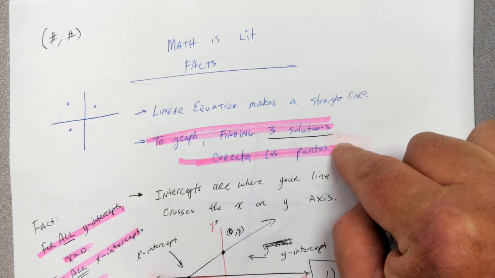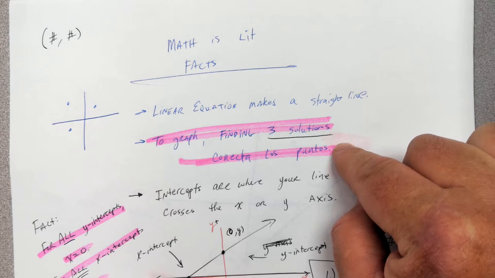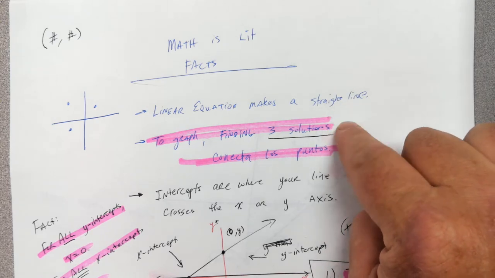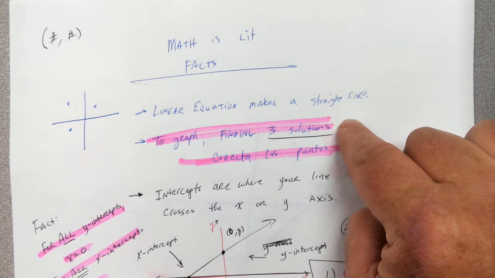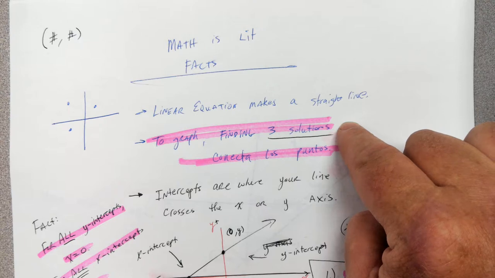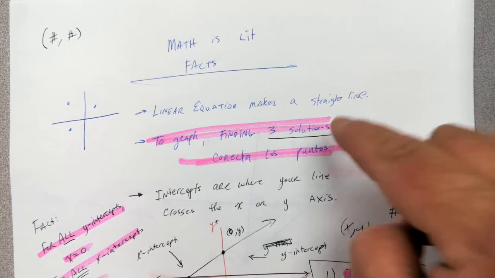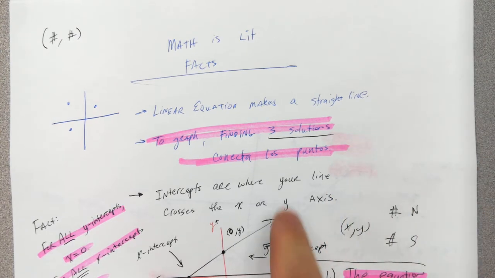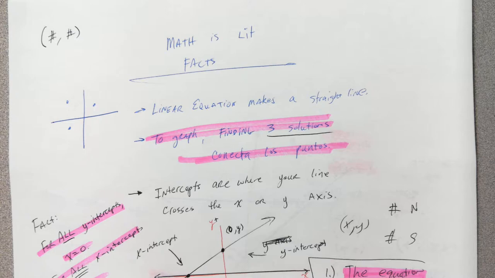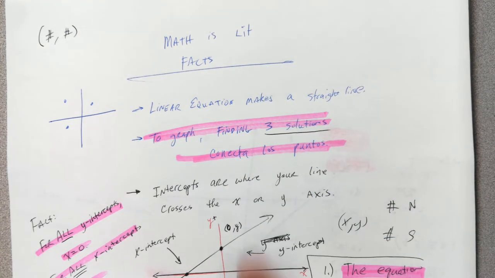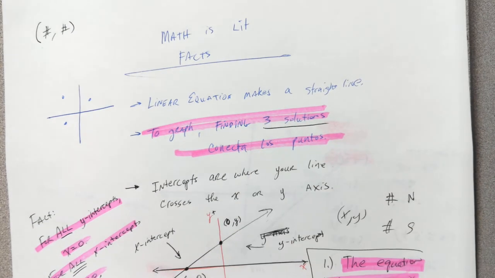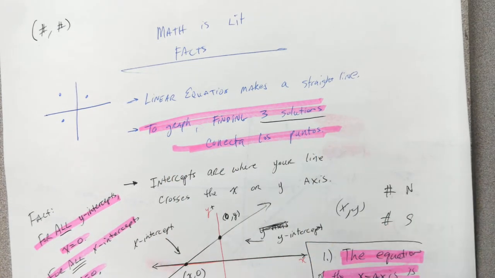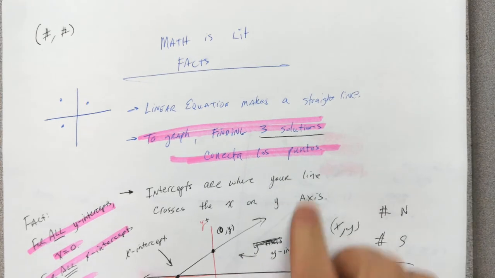You want to know the number one mistake everybody makes all the time? After they learn some shortcuts, they forget this. And the shortcuts are going to get you stuck because the shortcuts don't always work. But this always works. This works forever and ever, amen. So when you get stuck with the shortcut, or if you get confused, you do this. You do that. You connect the dots. You find 3 points. And then you connect the dots.